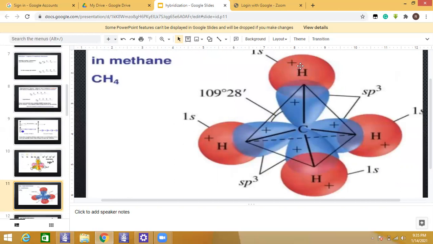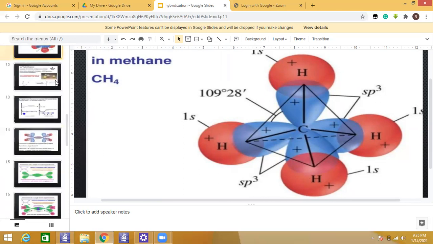You may see this. These all are the 4 sp3 hybrid orbitals of the carbon, and they are making a bond with these hydrogen atoms, making up the CH4 molecule. So the geometry of the methane molecule is sp3.